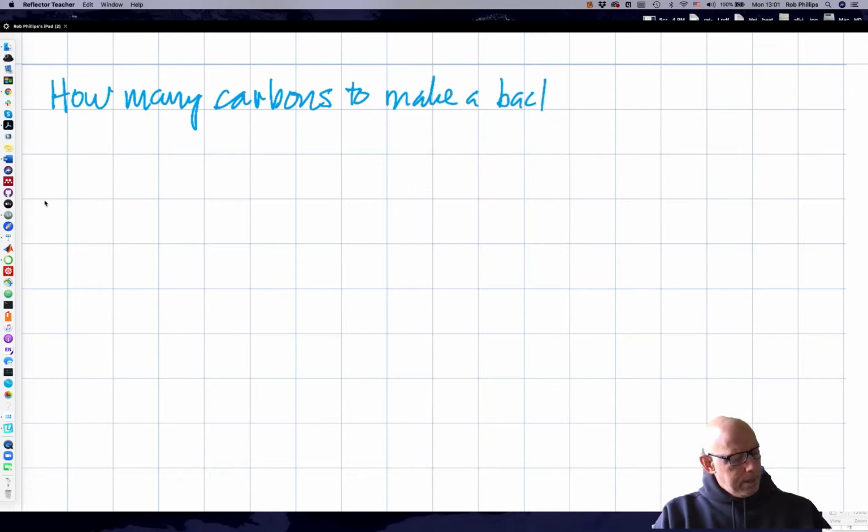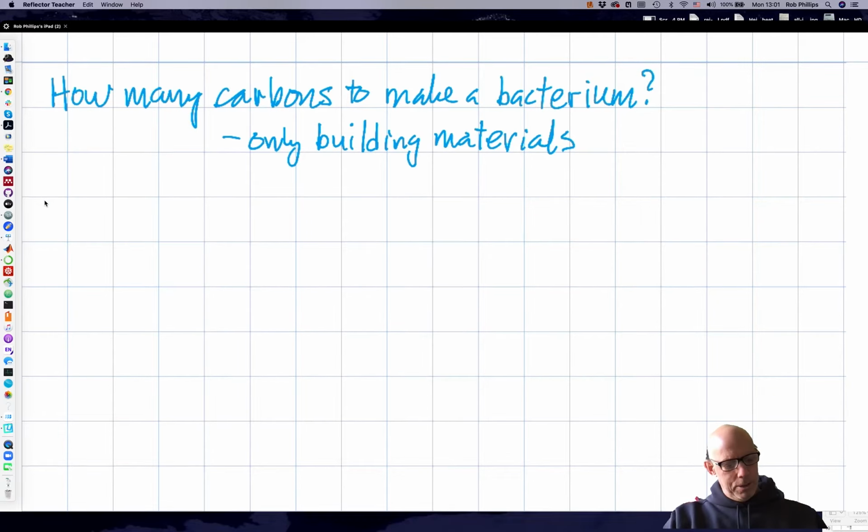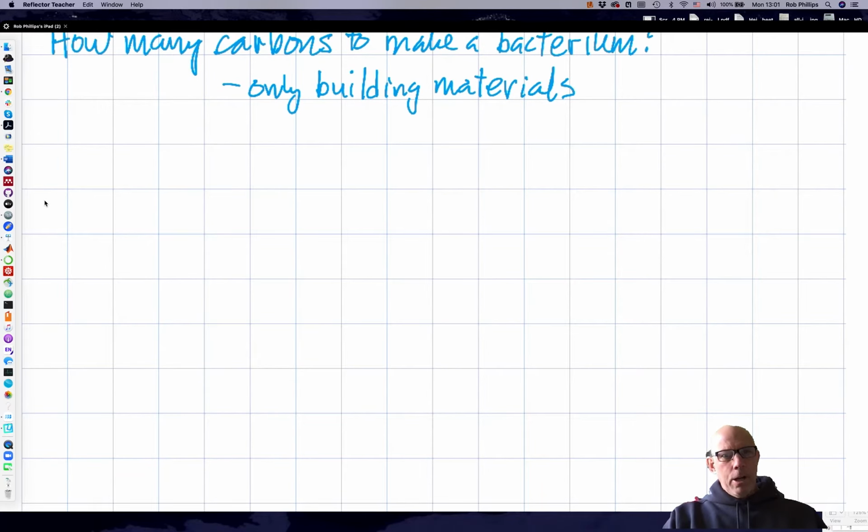And let me say, this is only the building materials. So, we're not thinking about paying the workers. What I mean by that is, there's carbon skeletons, and that's the part that we're assessing. But in addition to that, the sugars are used to produce energy, which then is used to pay the workers, so to speak. So, what we want to know is how many carbons to make a bacterium, and the strategy that I'm going to take goes as follows.